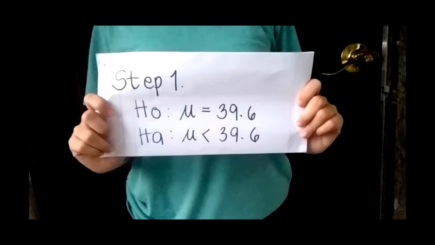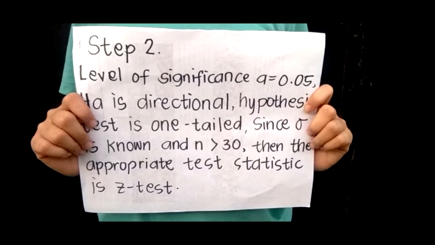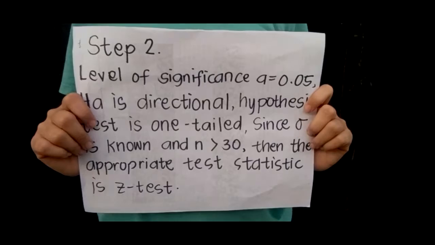Solutions. Step number 1. State the null and the alternative hypothesis. In the problem, the null hypothesis or H0 is mean is equal to 39.6, while the alternative hypothesis or Ha is mean is less than 39.6. Step 2. Identify the level of significance and the appropriate test statistic. Level of significance is alpha equal to 0.05. Ha is directional. Hypothesis test is one-tailed, and since standard deviation is known and n is greater than 30, the appropriate test statistic is z-test.